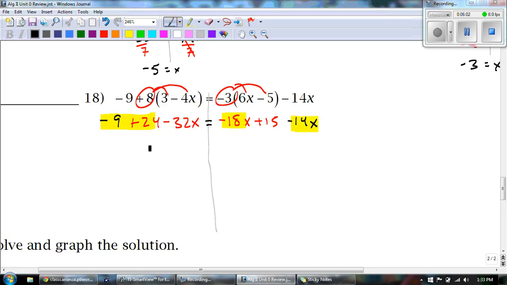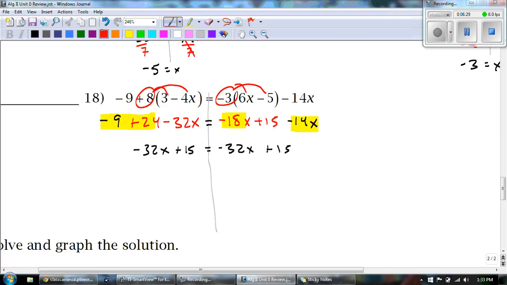So I'm going to say negative 32x, and then negative 9 plus 24 is 15. Negative 18x minus 14x is, what'd you get? Negative 32x.